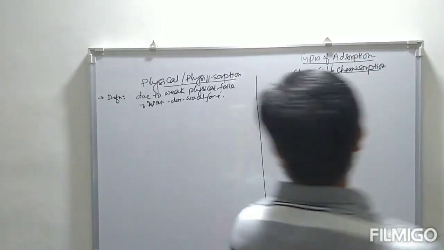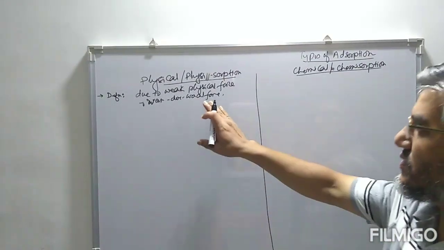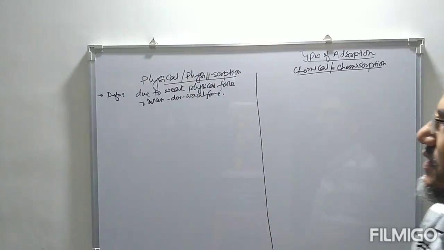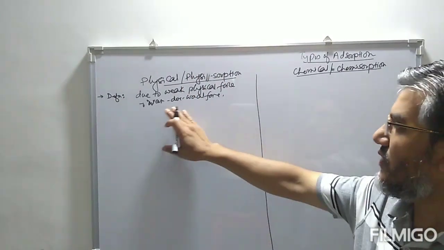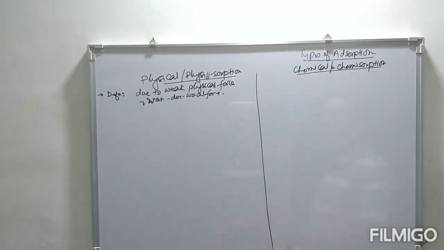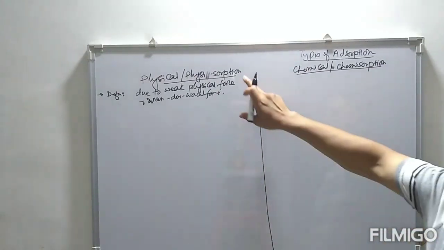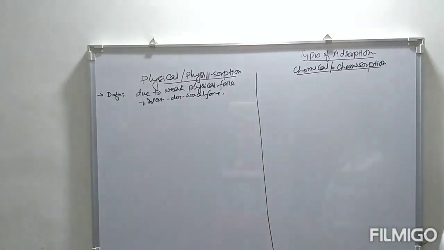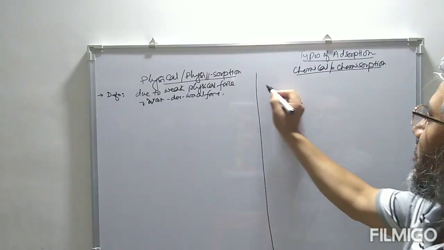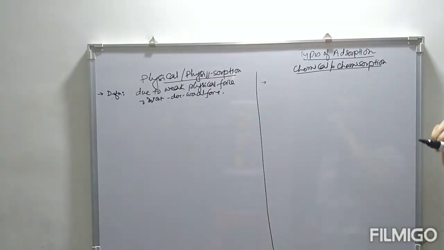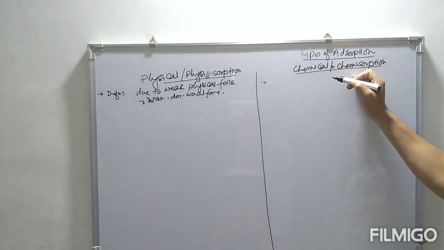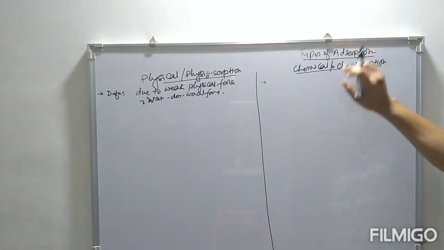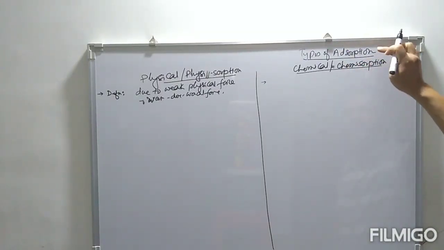So adsorption due to weak physical van der Waals force is known as physical adsorption. When we say a weak van der Waals force, there is no actual chemical bond formed between the molecules of adsorbate and the adsorbent. Now coming to chemical adsorption, or chemisorption. As the name suggests, chemical, that means a chemical bond is formed between the adsorbed molecules and the adsorbent.